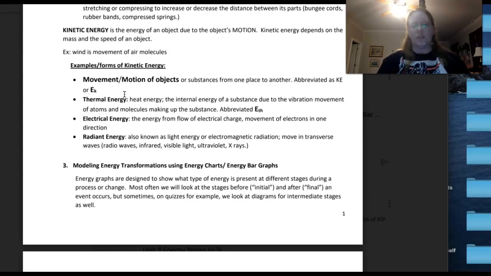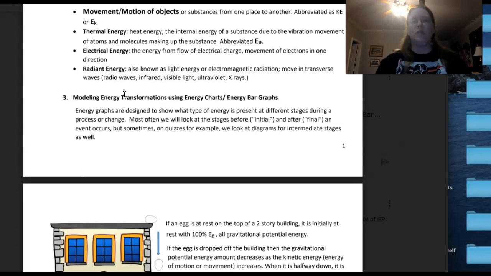Modeling energy transformations using energy charts and energy bar graphs. It's just a way to model energy changes and transformations without giving numbers. It's a bar graph, basically, where it represents a percentage of the amount of that type of energy without saying directly, oh, this is 50% kinetic, this is 50% potential. Altogether now, it's 100%. Energy graphs are designed to show what type of energy is present at different stages during a process or a change. We love to use the example of a roller coaster.